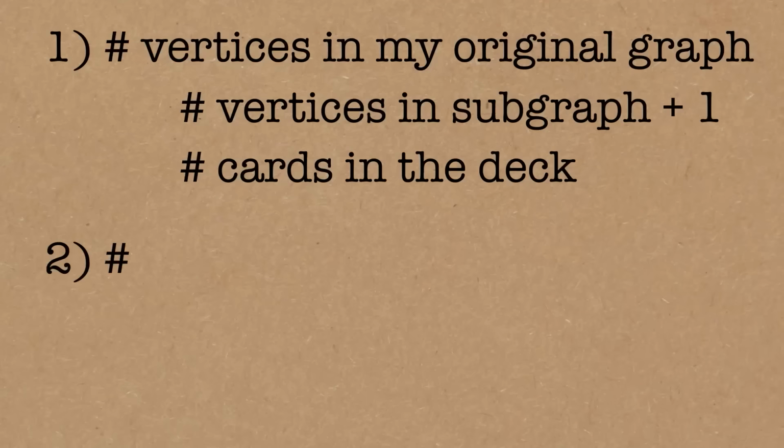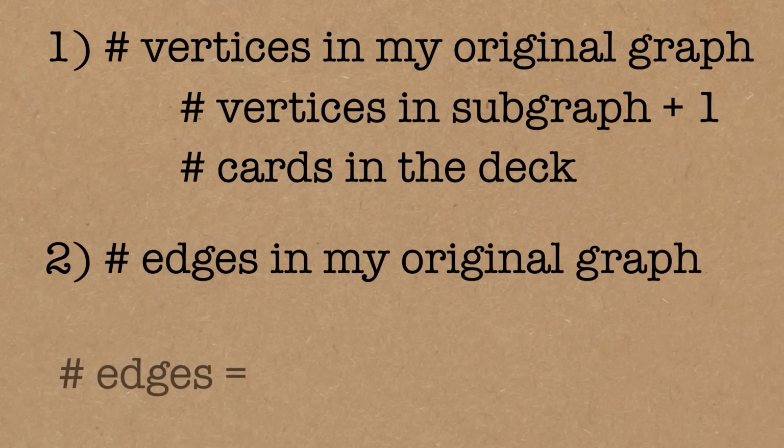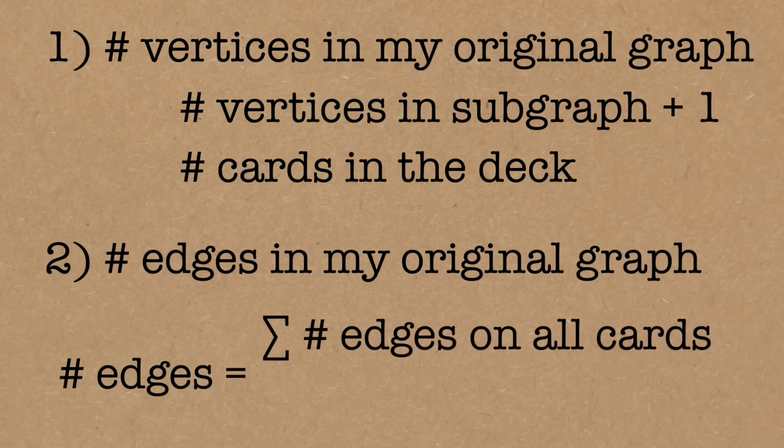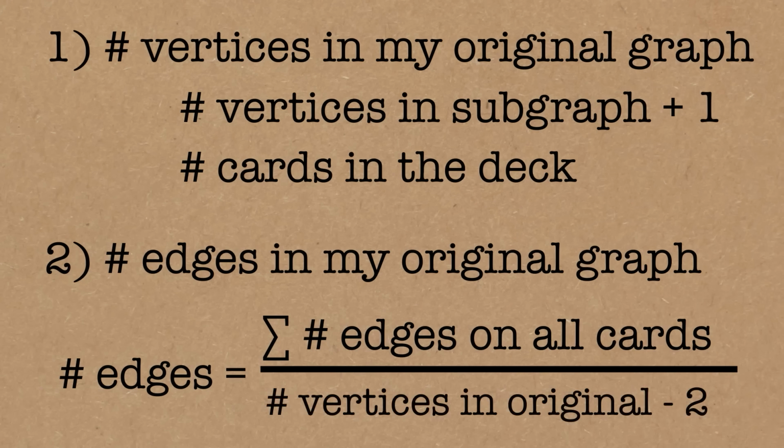I can just say the number of edges is equal to the sum of the edges on each card, across all the cards, divided by the total number of vertices minus 2. So let's just have a look at what it means here.